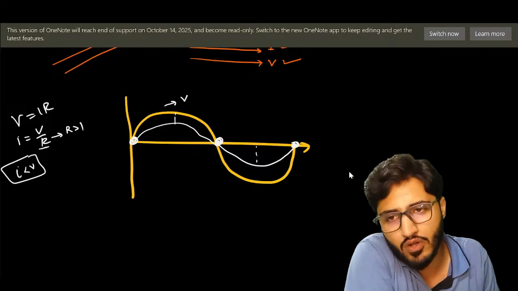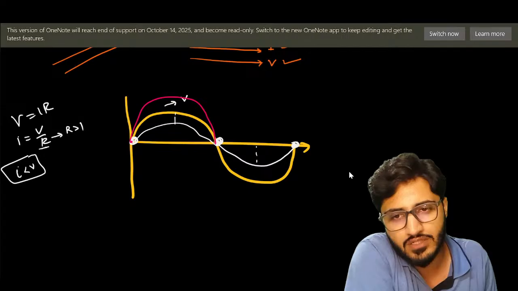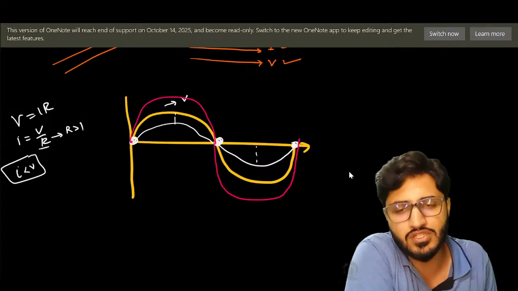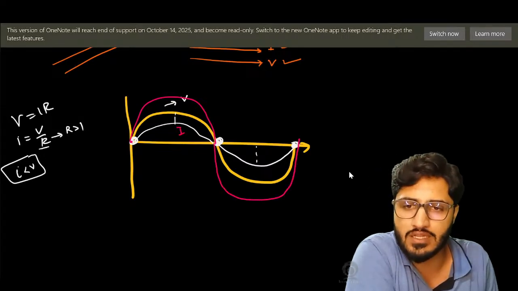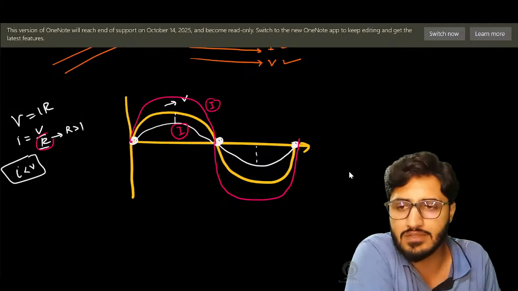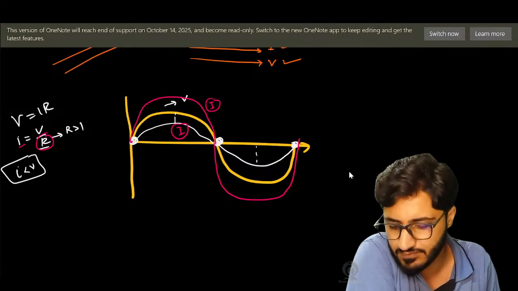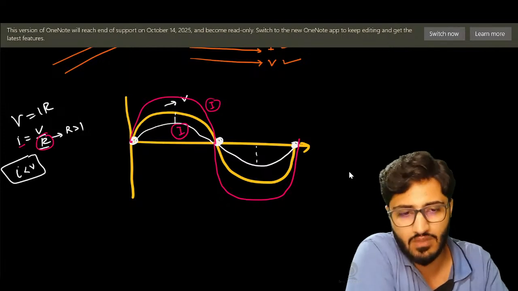Also, it can start from this point, and it can also go like this. There are no restrictions to it. This one is also I. It depends on R. If R is more than 1, I is less than V.